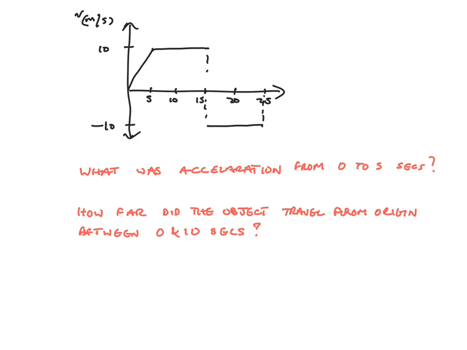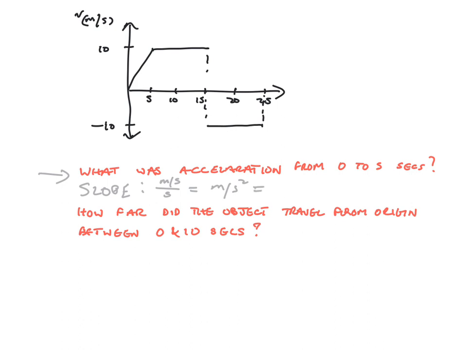Okay, so some questions you might get asked on a VT graph. Question number 1: What was the acceleration from 0 to 5 seconds? Well, in order to get acceleration, remember we look at the slope. Why do we do that? Well, it's rise over run. So if we just look at the units, it would be meters per second over second. And that's equal to meters per second squared, or the changing velocity against time, which is equal to acceleration.